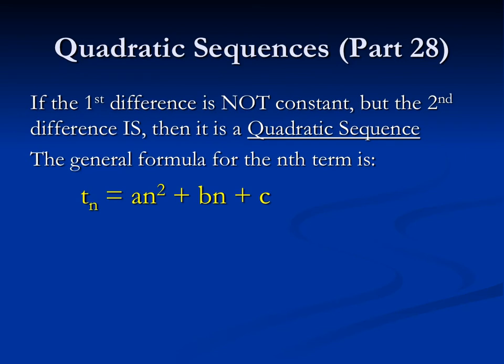And to find a formula for the nth term, you have to use this general formula, which hopefully you're recognizing is a quadratic, which is why they're called quadratic sequences. So I'm going to do 2 examples on the next 2 slides, but make sure you have this note in your notes before you move forward.